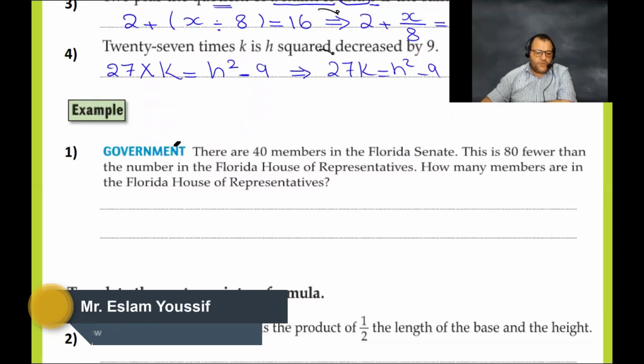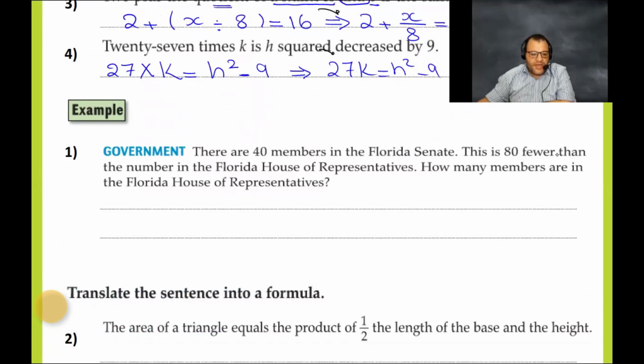How can we solve this one? There are 40 members in the Florida Senate. This is 80 fewer than the number of members of the Florida House. How many members are in the Florida House? 120. How did we find it? Because we know that the Florida Senate has 40 members, and it says the Florida House of Representatives.